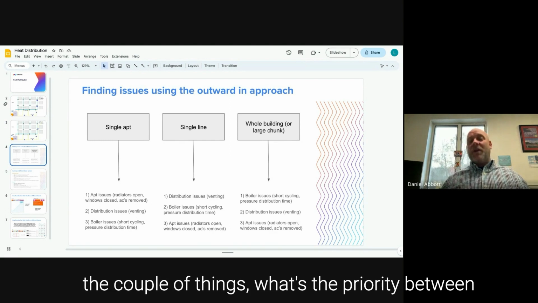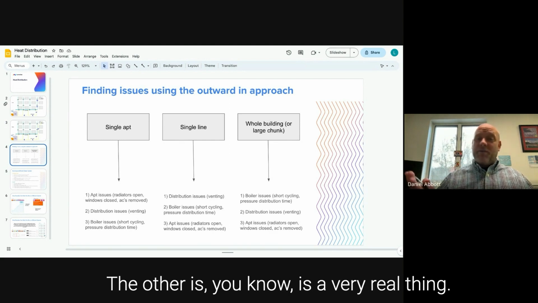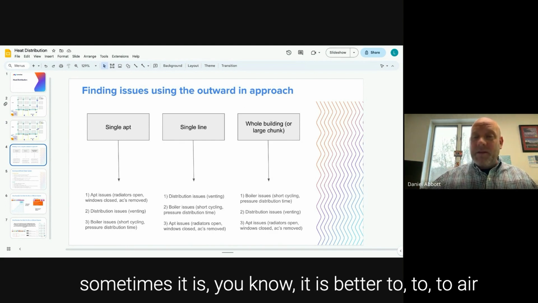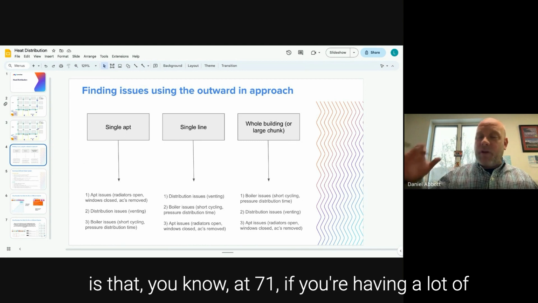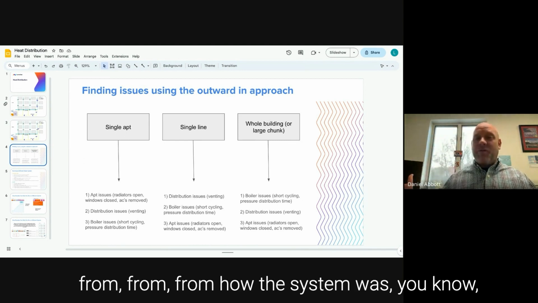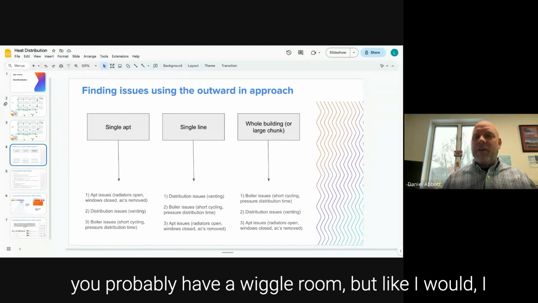What's the priority between keeping everyone comfortable and saving? The other is a very real thing. If you start having HPD making problems, sometimes it is better to err a little bit on the side of warmer. The other thing is that at 71, if you're having a lot of complaints, it means you're probably saving from the output of the system prior to putting in Runwise. You probably have a little wiggle room.